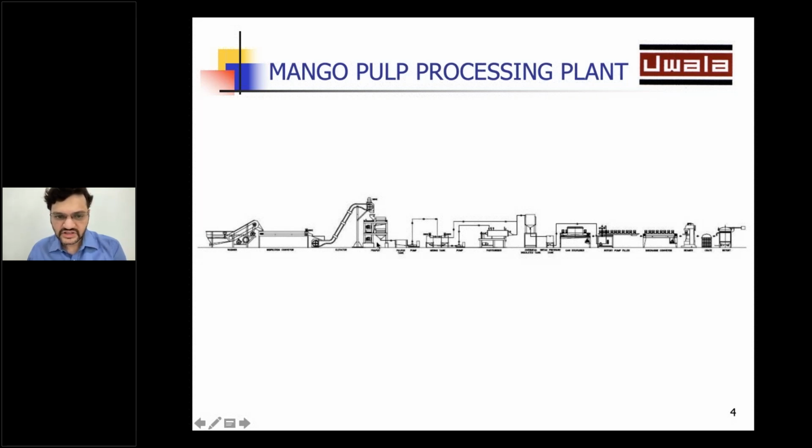Pulper is the machine where the stone of the mango and the skin of the mangoes are separated, and we have mango pulp as the output, which is collected in a tank that is standardized, pasteurized.